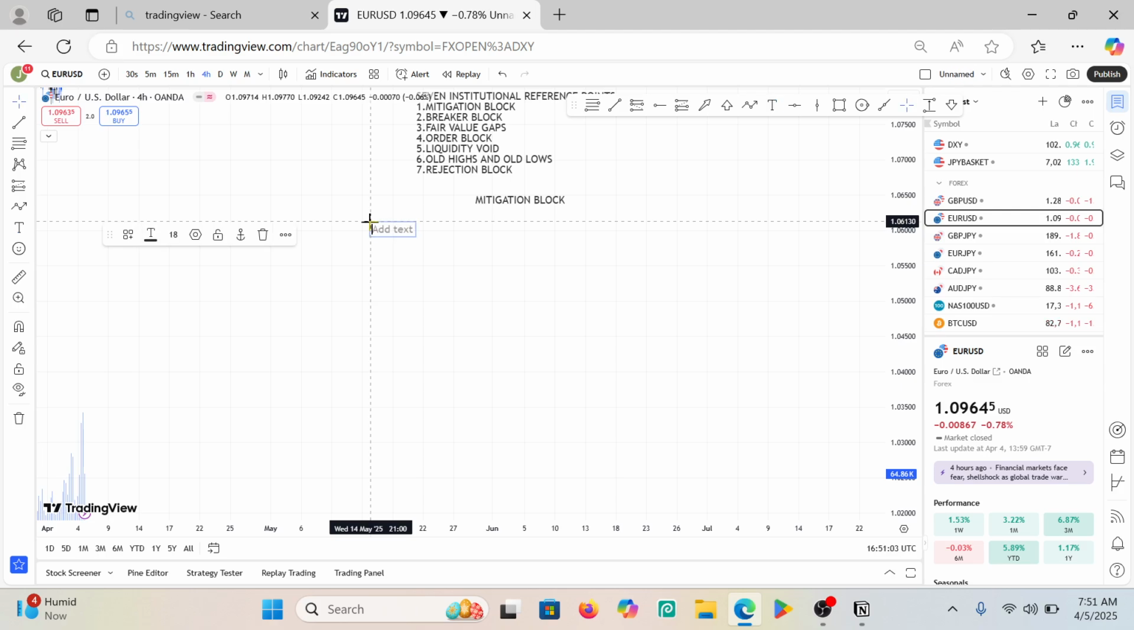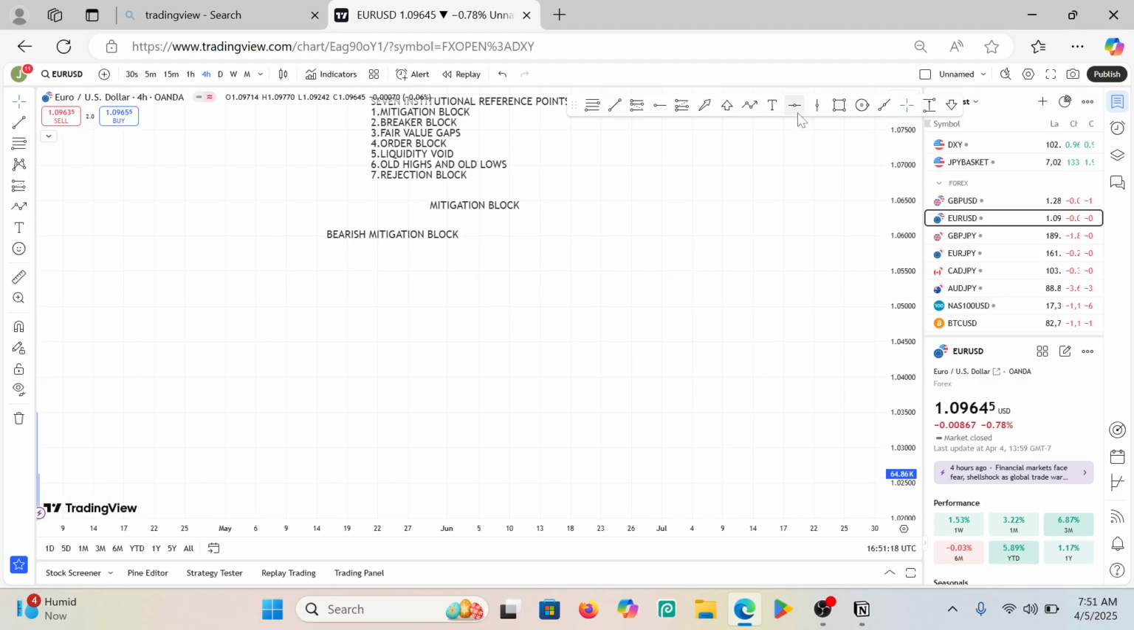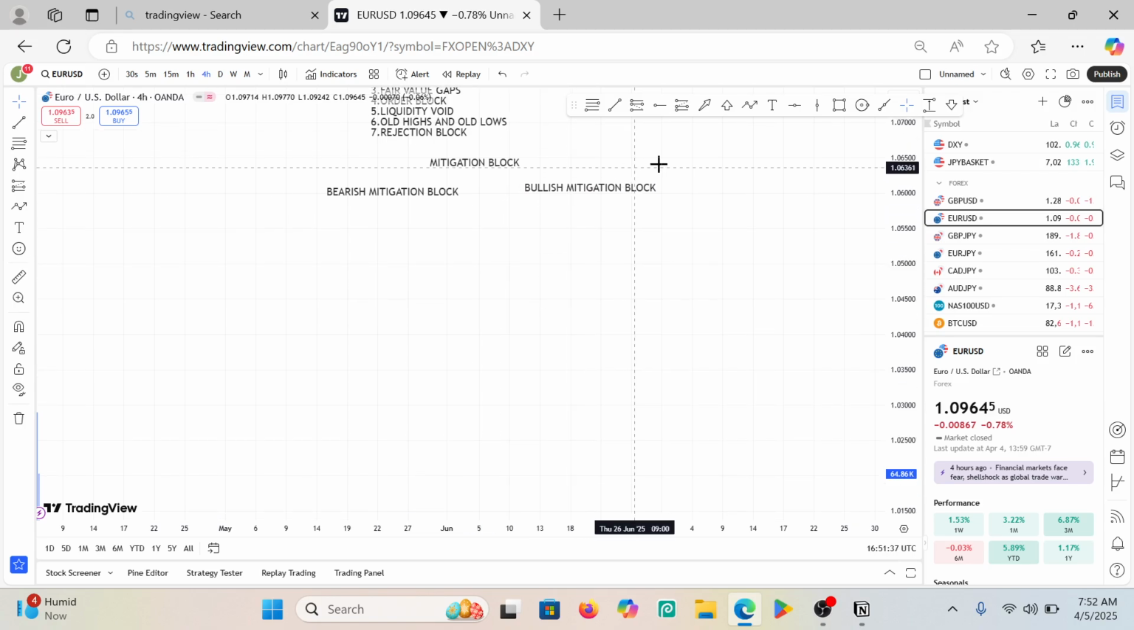Bearish mitigation block, and on the other side we have a bullish mitigation block. So let's start with the bearish.